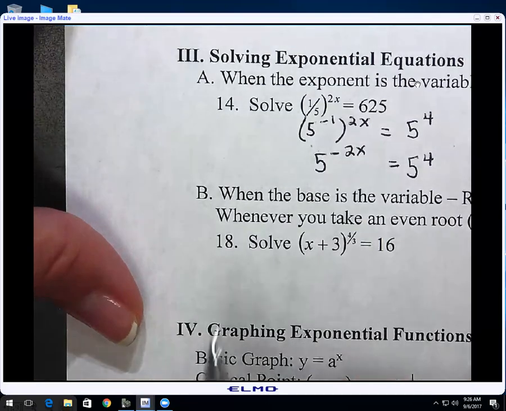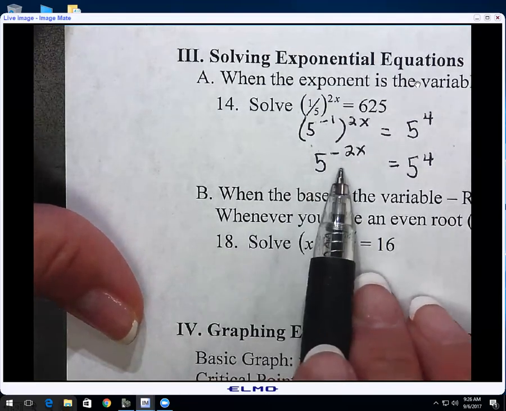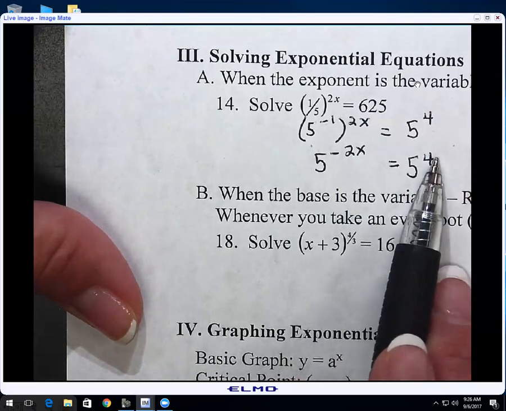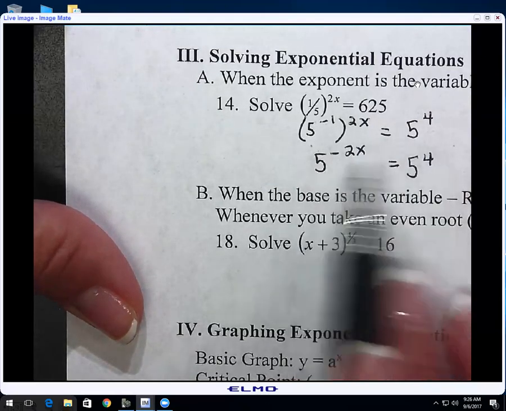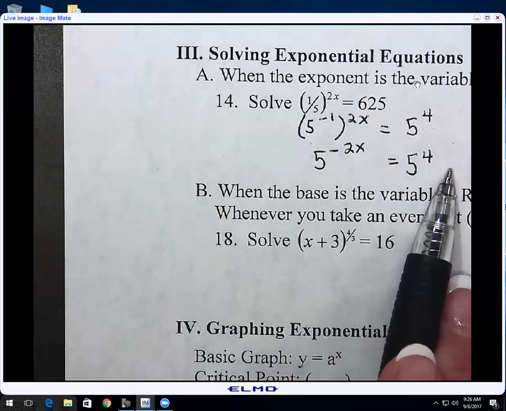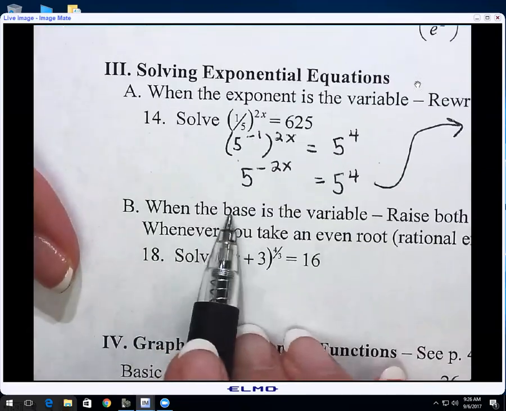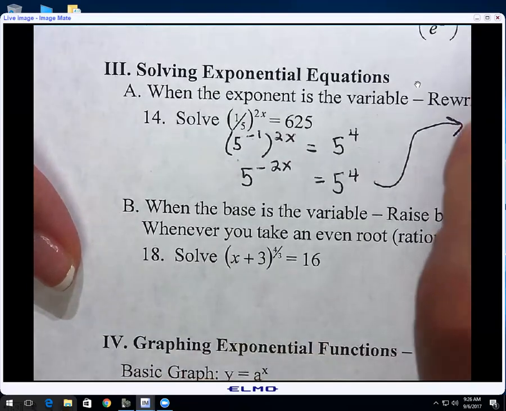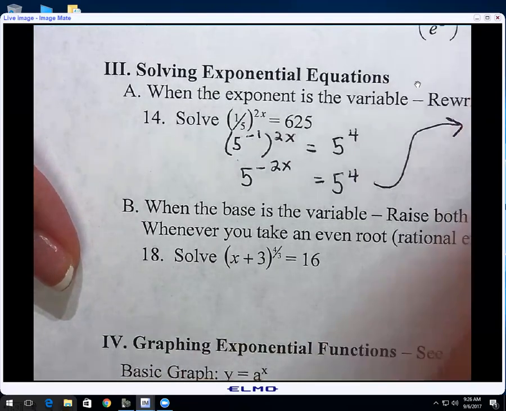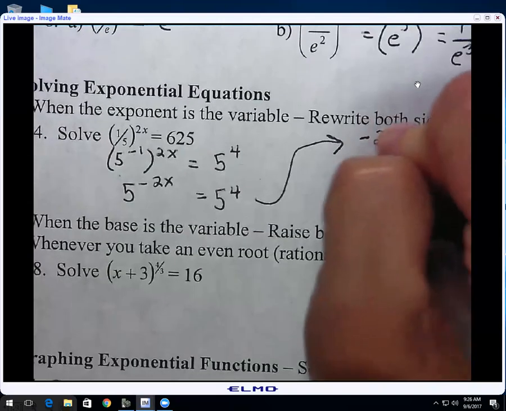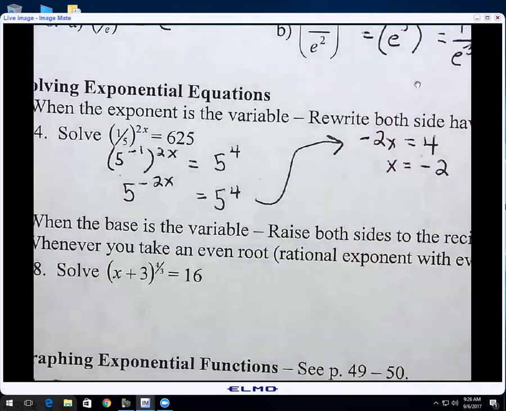And then it just makes sense if 5 to the -2x is the same thing as 5 to the 4th, then -2x and 4 have to mean the same thing. So once you get both sides having the same base, you can take the bases off and just set the exponents equal to each other. Then you can finish solving for x. And that one we get x is -2.